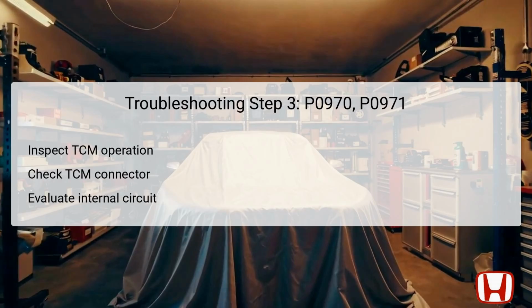In the third step, inspecting the operation of the transmission control module is paramount to determining the root cause of the DTCs. For this, first, disconnect the TCM 50P connector and ensure the internal circuit is checked for continuity. The ideal resistance measurement across the solenoid's internal circuit should fall between 4.7 and 5.9 ohms. Anything outside of this range can indicate a fault in the TCM.